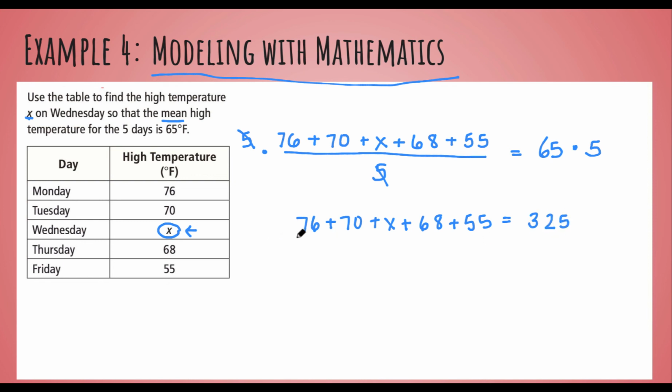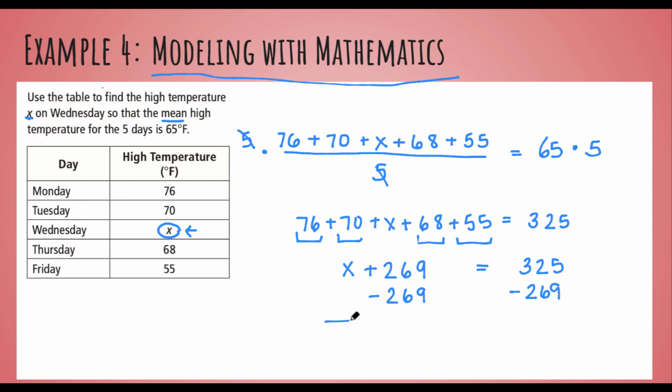All right, next we're going to add all of our constant values. So all of these constant terms, we're adding them up. And when we do that, we have x plus 269 is equal to 325. And so since we're adding, we're going to do the opposite operation in order to bring the 269 to the other side. So we're going to subtract 269 on both sides. And when we do that, positive and negative 269 is 0, and we're left with x equals 56.